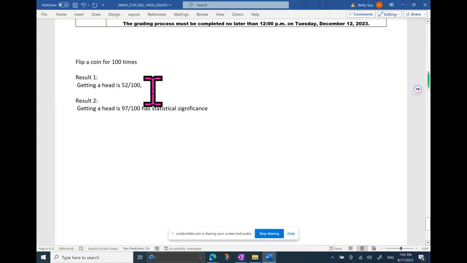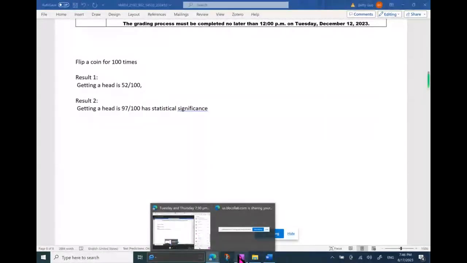And this one, let's say the two coins are different. This one does not have statistical significance. Very likely we get 52 out of 100. Yeah, even though it's not exactly equal to 50%. We know when you flip a coin, the chance to get a head is 50%. Even if it's not exactly equal to 50%, it's very close. Okay, awesome. I think you understand the concept.